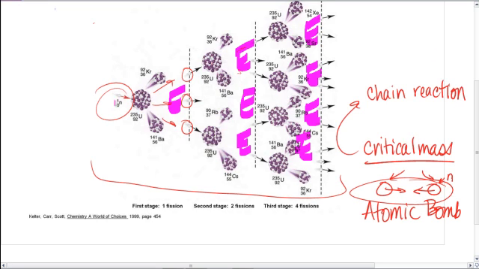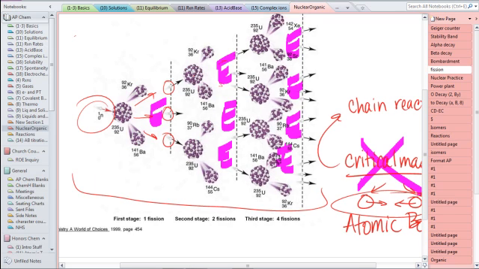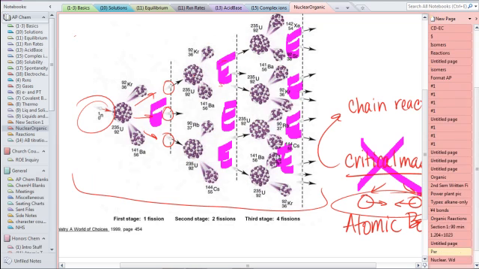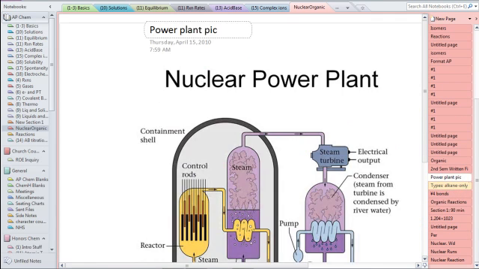In a nuclear power plant, they do not have a critical mass worth, so energy is given off, but not enough to explode like an atomic bomb. If I look, let's see if I find it here.